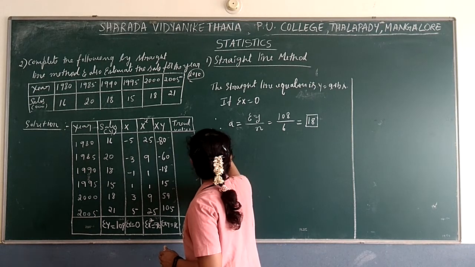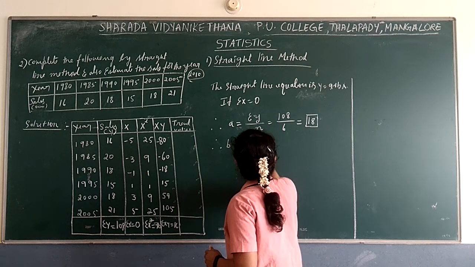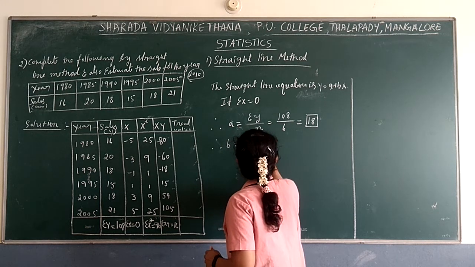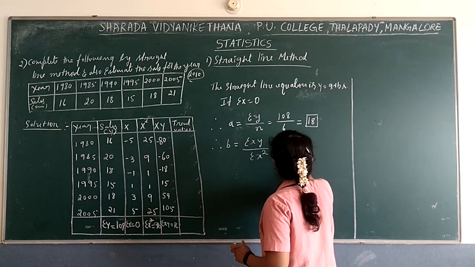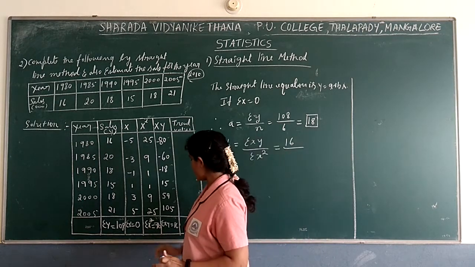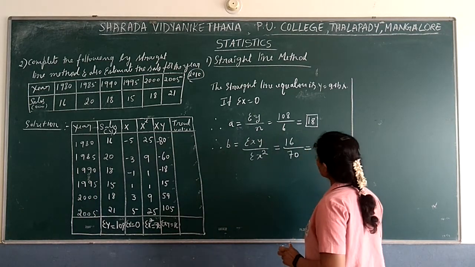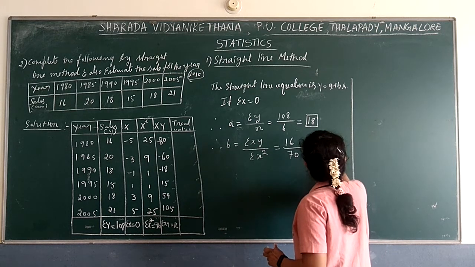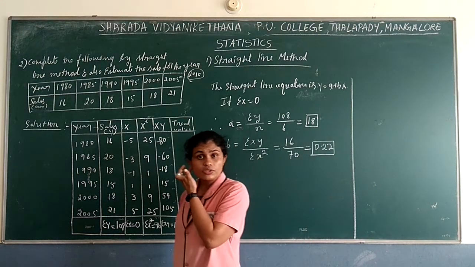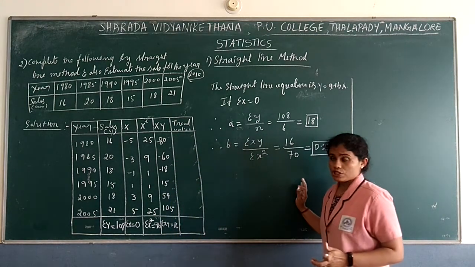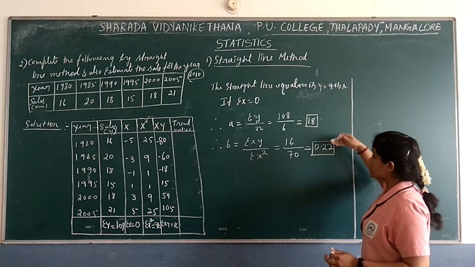Then we need to find out the value of the constant b. Here the formula goes like sigma xy by sigma x square. So what is the total of xy? Xy is 16, and x square total is 70. So when we divide 16 by 70, we get 0.22. It is better to go with 4 digits, but you can take 2 digits also. Now we got the values of two constants, a and b.